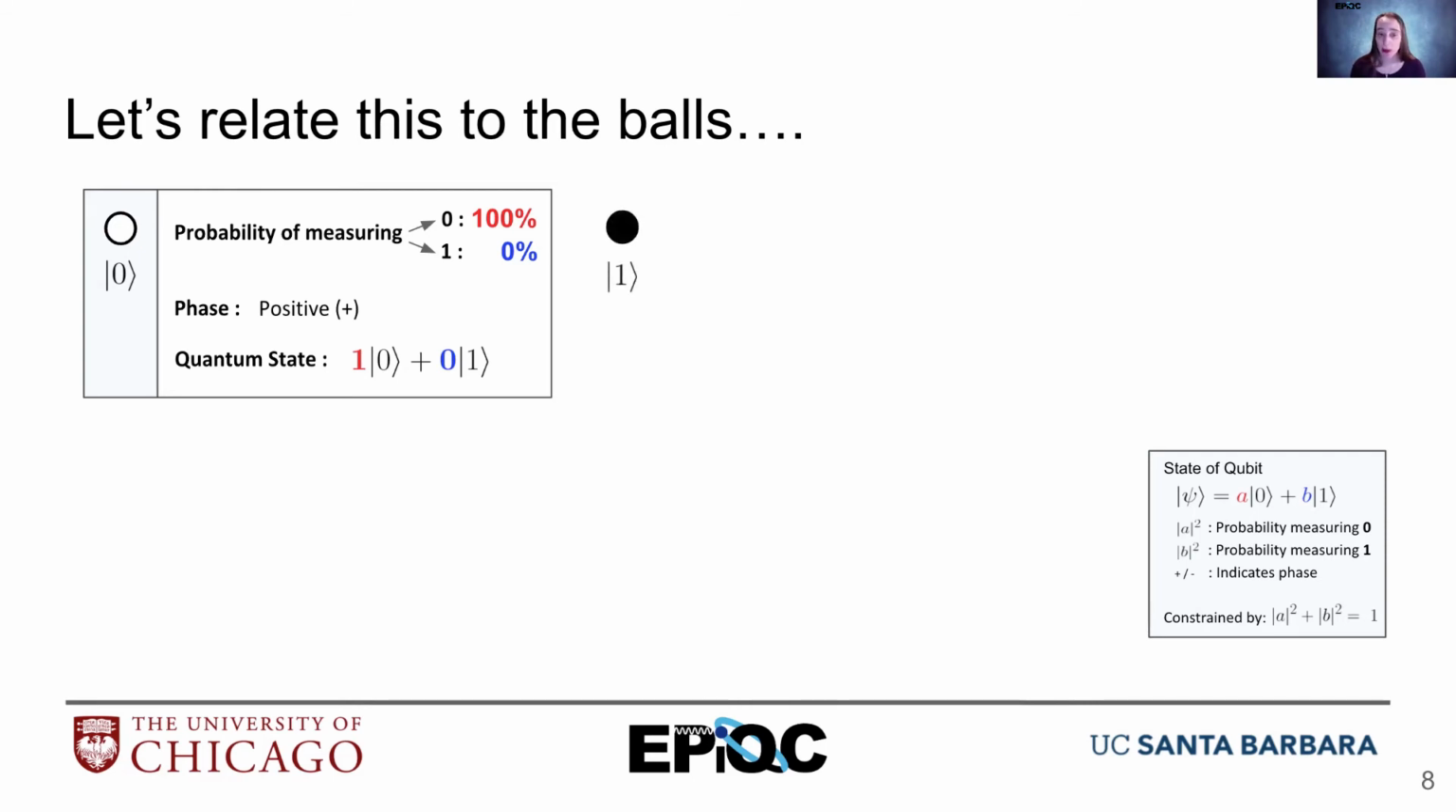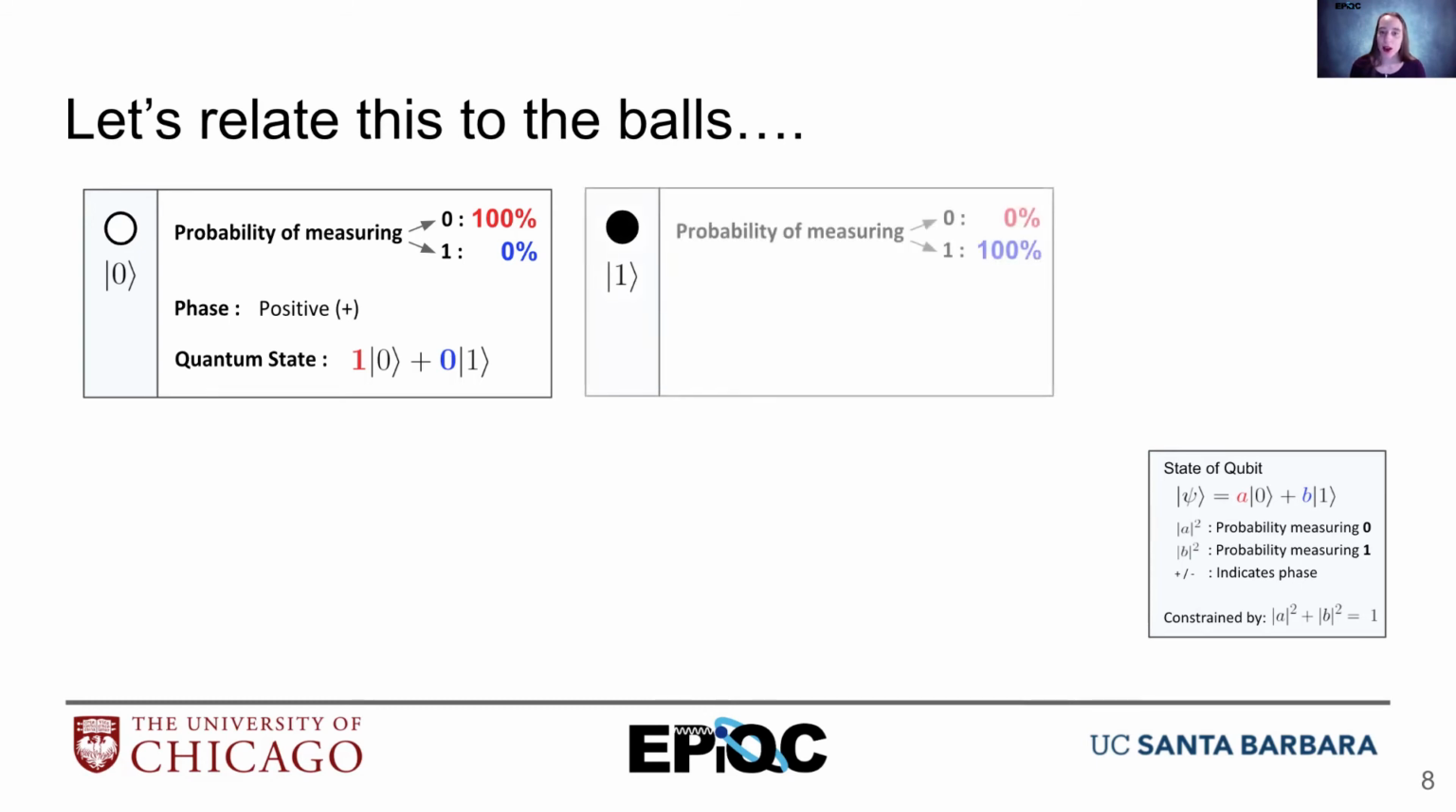Now let's look at the black ball. So that is 100% chance measuring a 1 and a 0% chance of measuring a 0. Go ahead and pause the video each time and see if you can predict what the Bra-ket notation is going to be for each one of these. So pause, and then when you're ready, go ahead and continue.